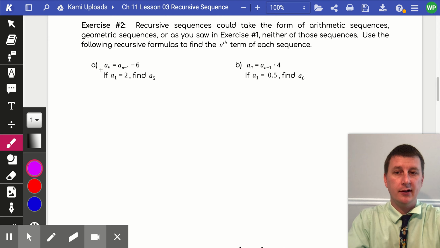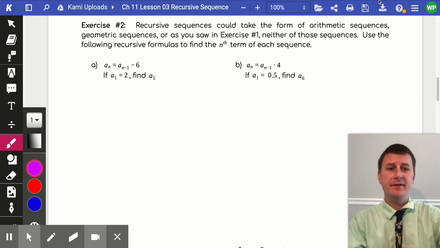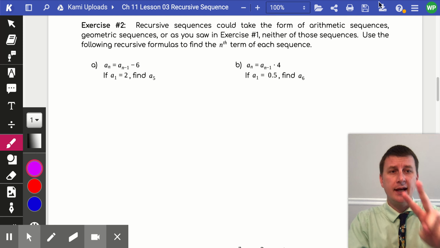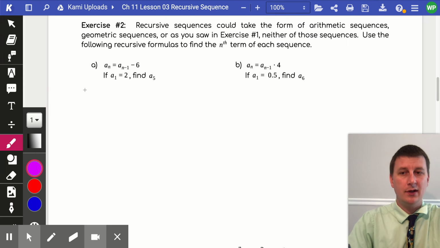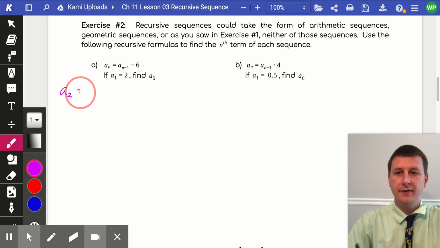So we're given here in part A that a sub n is equal to a sub n minus 1, which means the previous term, minus 6. It tells you what the first term is and to find the fifth. So before we can find the fifth term of this sequence, we need to find the second, the third, the fourth, and then the fifth term. So we have to do quite a bit of work in order to find this fifth term when we work with recursive sequences. So the first thing we're going to do, now that we know the first term, is find the second term.